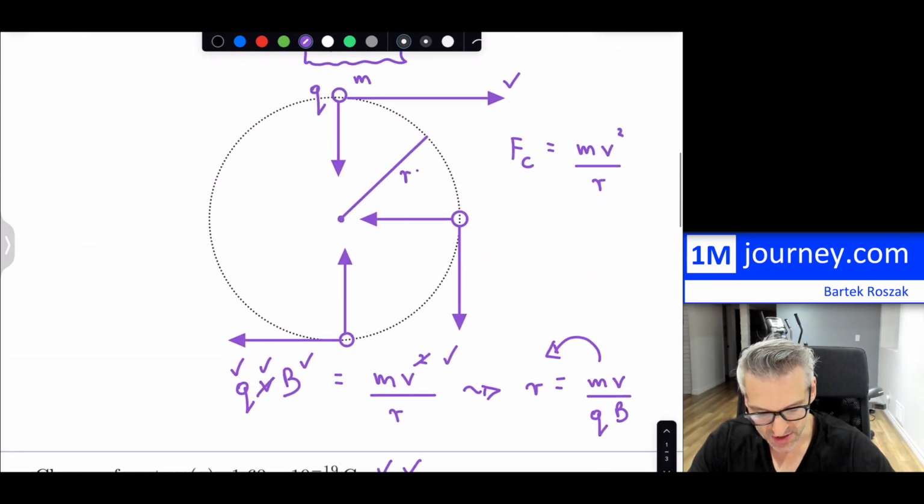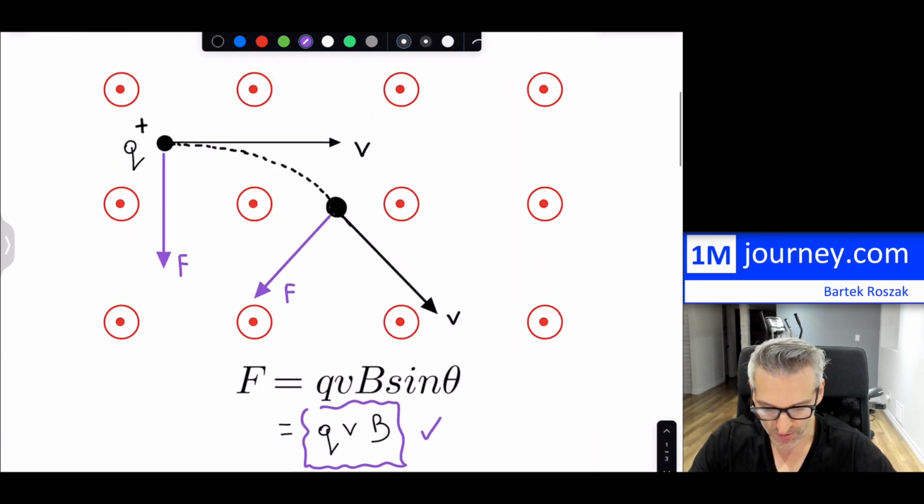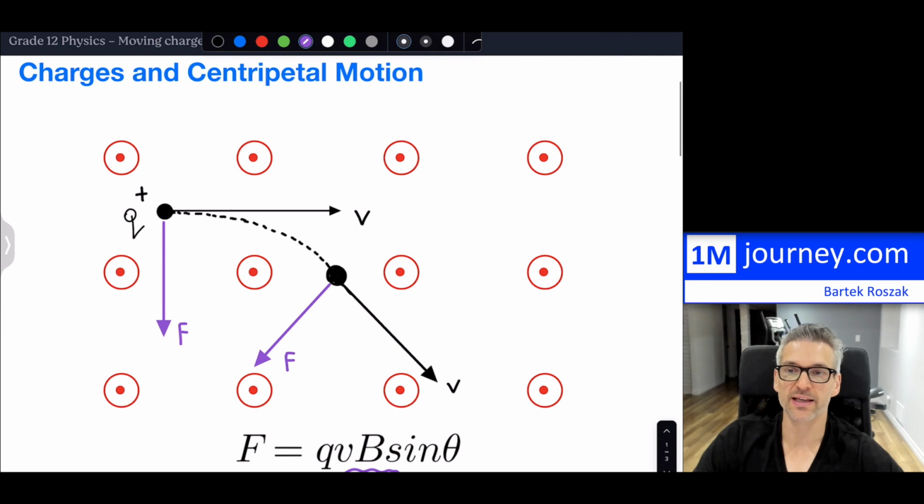So I hope that this video gives you a sense in terms of trying to tie back moving charges to centripetal motion, something which you might run into in studying electromagnetism.